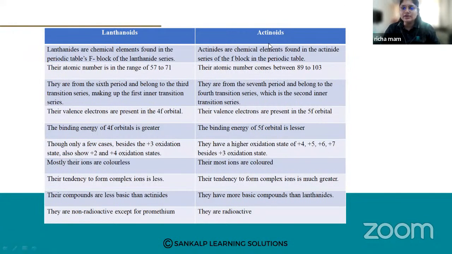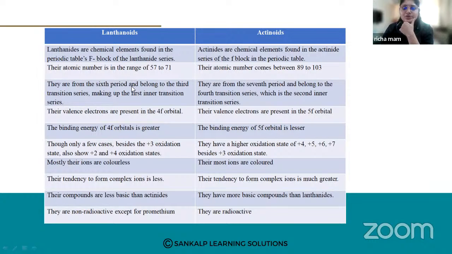Then what are actinoids? Actinoids are the chemical elements found in the actinide series of the f-block in the periodic table, and the atomic number comes between 89 and 103. So the f-block consists of the lanthanide series and actinoid series together. Lanthanides start from 57 to 71, and actinoids range from 89 to 103.